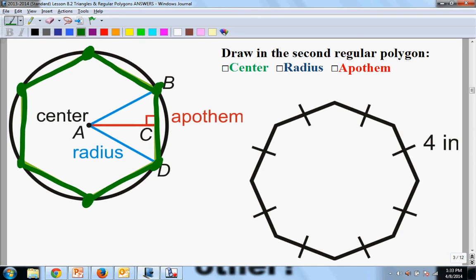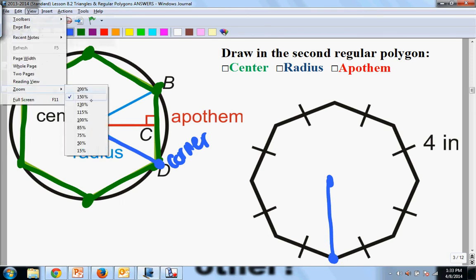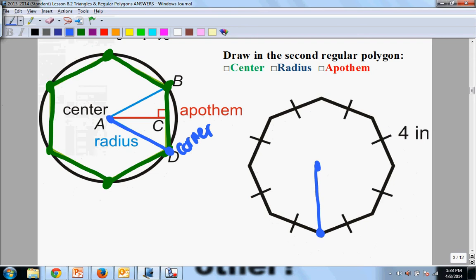Now in this circle, the radius goes from the center to the edge of the circle. And because of that polygon, the radius is forced to go also to the corner. So we're going to transfer that over here. A radius in a regular polygon goes from center to the corner. From center to corner. Always. That's a radius.